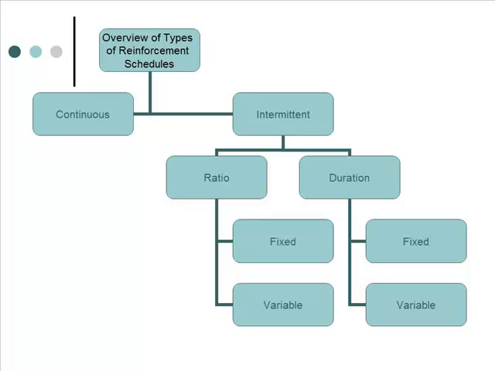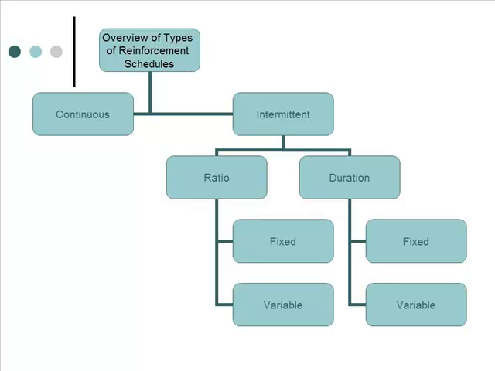In the next slide, you will see sort of a flow chart or an overview of the types of reinforcement schedules. There are two basic types. The first type is continuous, and the second type is intermittent. Under intermittent, there are actually two types of intermittent schedules. There are intermittent ratio schedules and intermittent duration schedules. And then under those two, there are fixed ratio and variable ratio schedules and fixed duration and variable duration schedules. So we're going to talk about each of those.